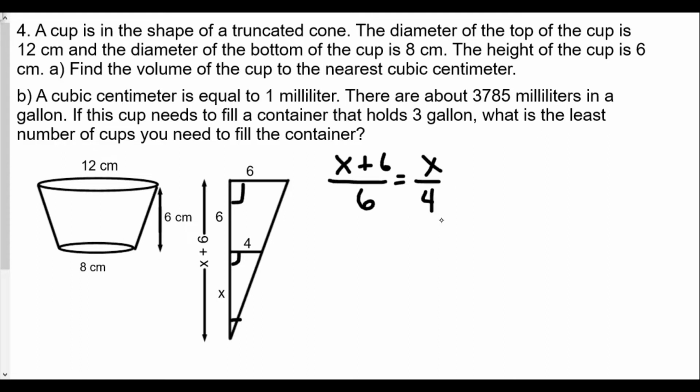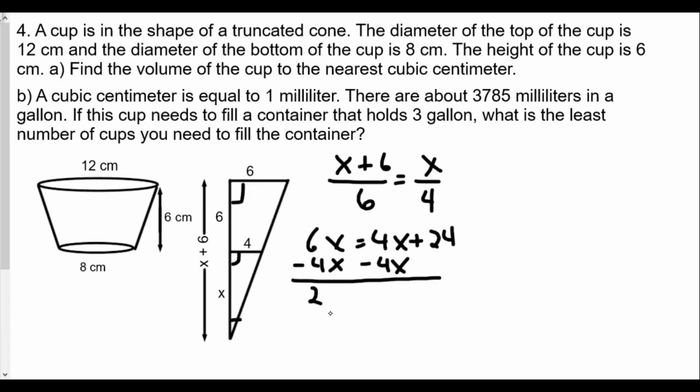We're going to cross multiply, and we're going to get, in this case, 6x is equal to 4x plus 24. Subtract 4x on both sides, and we're going to get, in this case, 2x equals 24. The value of x, we divide both sides by 2, is going to be 12. So we see in this case that our small cone height is 12, while the height of the large cone is going to be 12 plus 6, or 18.